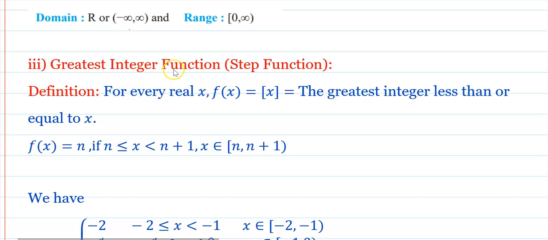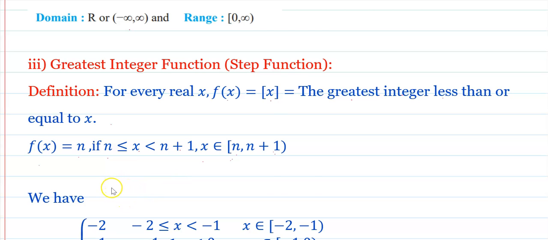Next, the greatest integer function, which is also called the step function. Definition: for every real x, f of x is equal to the greatest integer less than or equal to x. Okay, f of x is equal to n if x lies between n and n plus 1, and equal to n also, where x belongs to the interval closed n and open n plus 1. Closed, semi-closed and open.